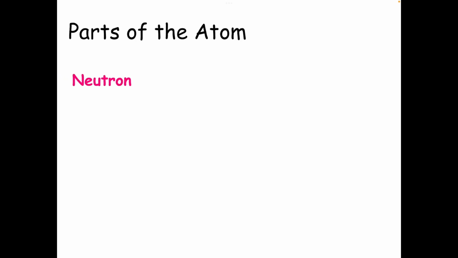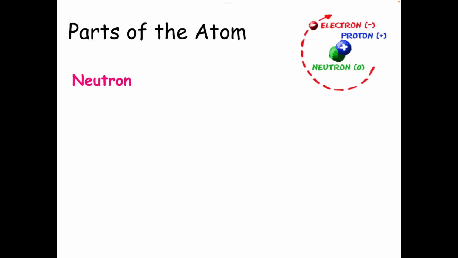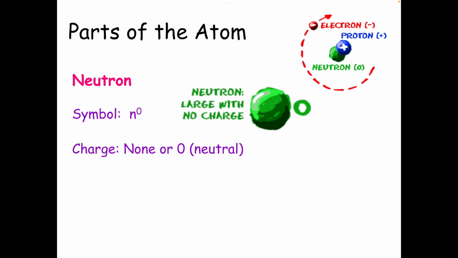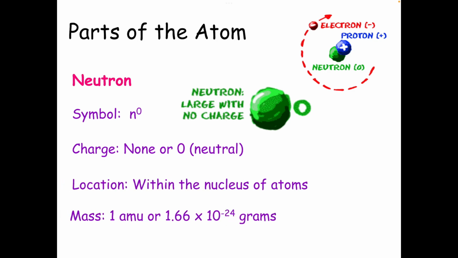Another part of the atom is called the neutron. Notice again that the neutron is located right next to the proton in the nucleus, large and no charge. You'll see a little n, and it has to be lowercase n, not capital N. Capital N would be nitrogen. It's n to the 0, meaning no charge. You could say it's neutral, or a charge of 0. Also located within the nucleus. And again, the mass is 1 AMU, or 1.66 times 10 to the negative 24 grams.